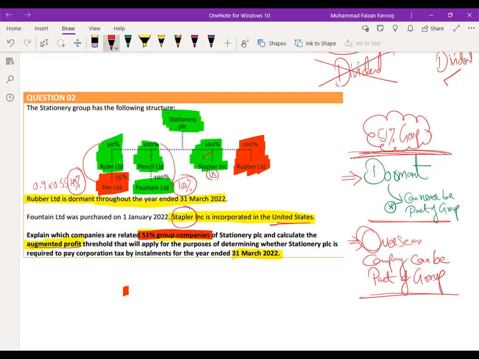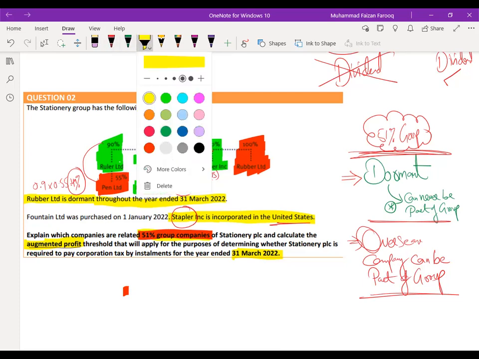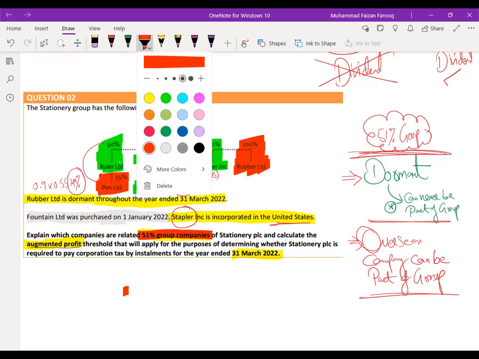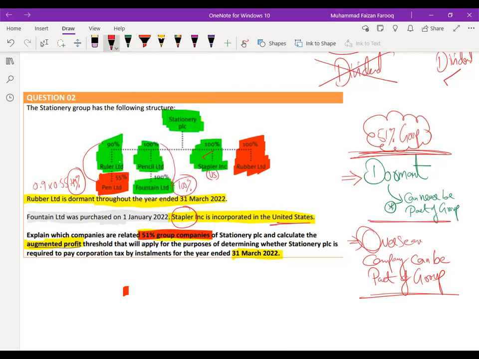Now the last line which we missed, I am highlighting it in gray color. Read it, please. "Fountain Limited was purchased on 1st January 2022." Fountain Limited, we had 100%, right or wrong? Right. This company was purchased during the year end. My year end is 31st March 2022.